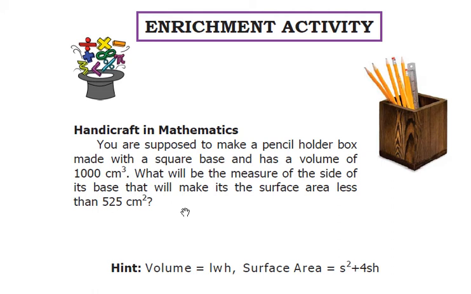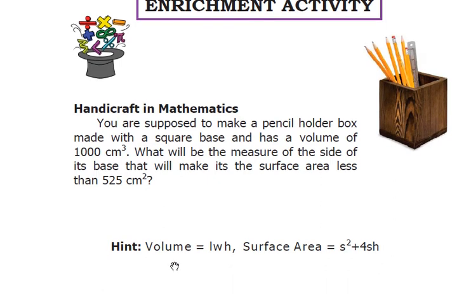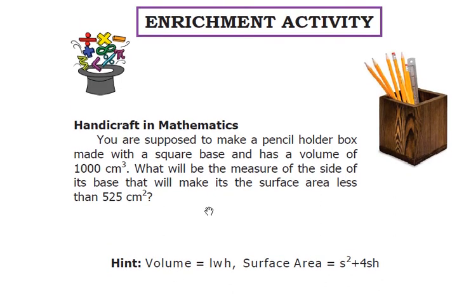Now, of course, why surface area? Because we are limiting or minimizing the material used in making the pencil holder box. So we want the surface area of this pencil holder box to be less than 525 square centimeters. And we have a hint. The volume of this box is equal to the length of its base, the width of the base, and the height. And we are also given the surface area formula.